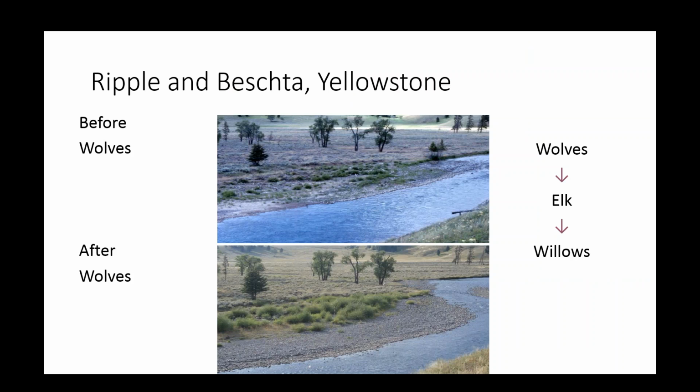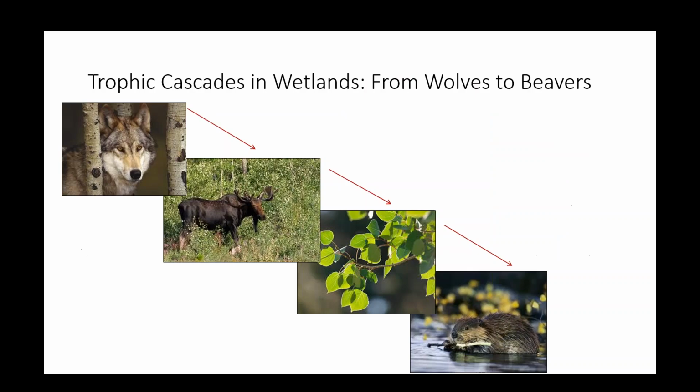Ripple and Beschta published a paper in Ecology around 2003-ish, and you can see there, they did a repeat photograph of the same reach of the Lamar River, and the top image is before wolves, early 90s. Wolves were reintroduced in 95, 96, and the bottom image is from the early 2000s. They correlated that to the return of wolves to that system. And those are willows. The ones in the top image are about ankle height. The ones in the bottom image are about 2 meters in height.